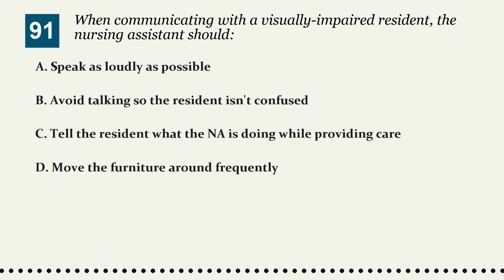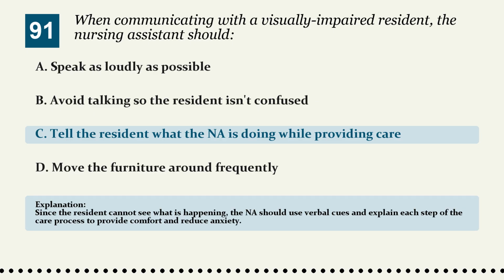Option D, move the furniture around frequently. The correct answer is option C, tell the resident what the NA is doing while providing care. Since the resident cannot see what is happening, the NA should use verbal cues and explain each step of the care process to provide comfort and reduce anxiety.